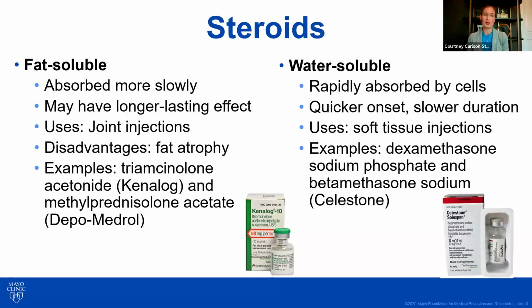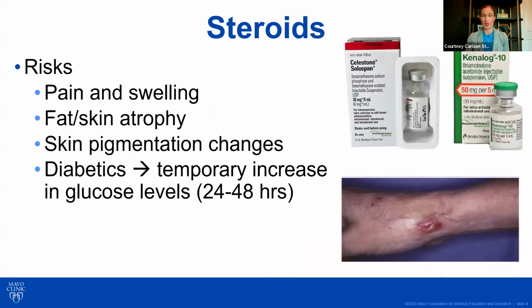Water-soluble steroids, on the other hand, are rapidly absorbed within cells and do not require the cells to break them down. Because of that, they typically have a quicker onset, but potentially a slower or less long duration of the effects for the patients. Typically, water-soluble steroids are used for soft tissue injections, such as trigger digit injections. An example of these would be dexamethasone sodium phosphate or betamethasone sodium, also called Celestone.